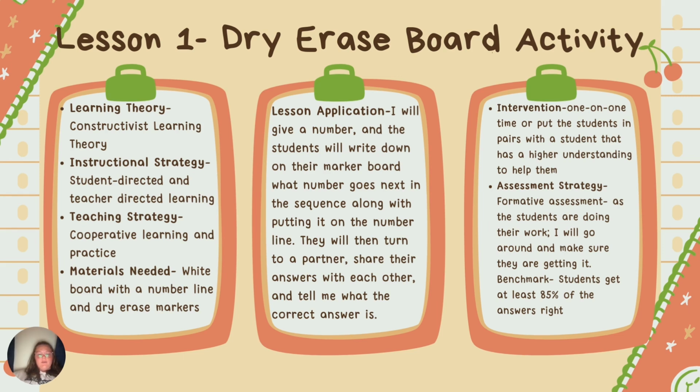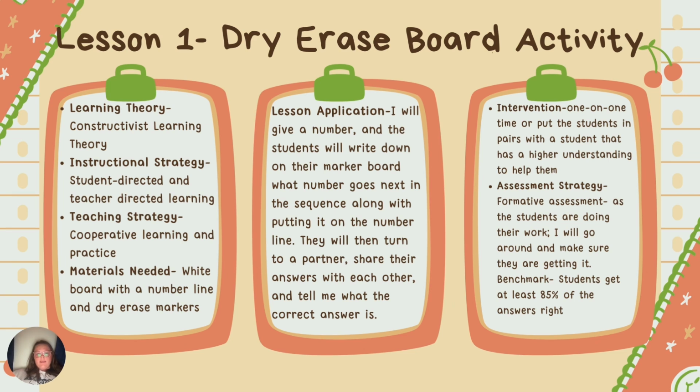In this lesson, I will give a number and the students will write down on the marker board what number goes next in the sequence, along with putting it on the number line. They will then turn to a partner, share their answers with each other, and tell me what the correct answer is. For the students struggling, I will do one-on-one time or put the students in pairs with a student that has a higher understanding to help them.